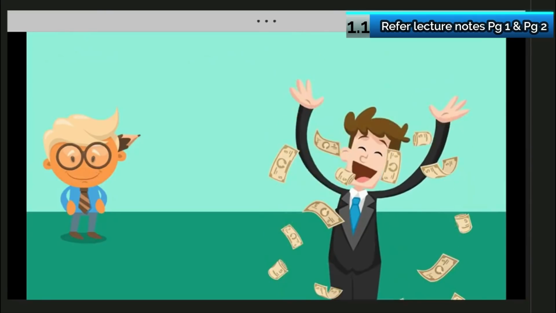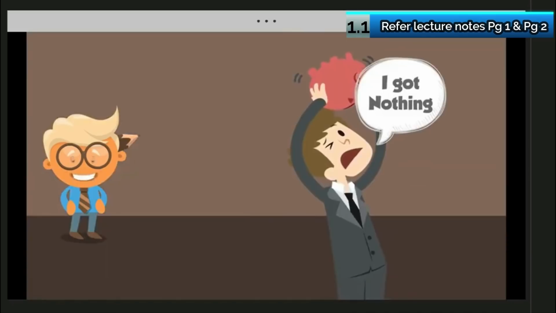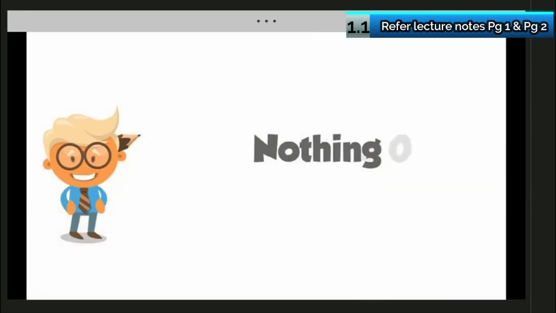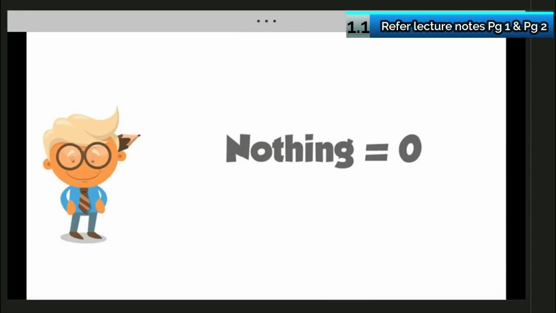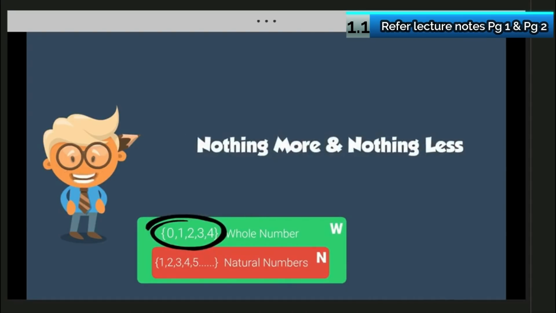Well, you may be rich one day, but there are days when you are flat broke with no money left. So to describe a notion of nothing, the number 0 was discovered. When we add the number 0 to the set of natural numbers, we get what is called the whole numbers, symbol W. In most circumstances, these are the numbers we deal with. Nothing more and nothing less, except of course certain situations prove this to be not true.